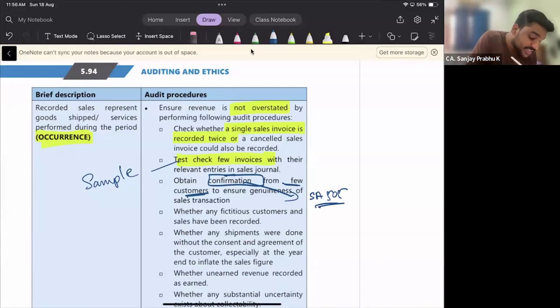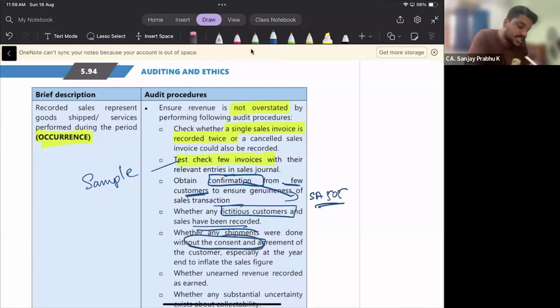Obtain confirmation. See whether any fictitious customers have been recorded. What do you mean by fictitious customer? Fake customer. Sometimes these companies will indulge in creating such fictitious sales in order to achieve their targets. Whether any shipments were done without the consent. Very, very important point. This is a very important point.